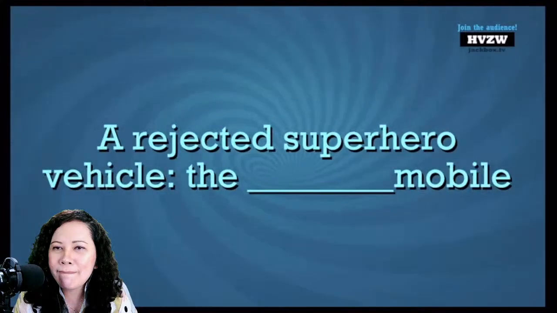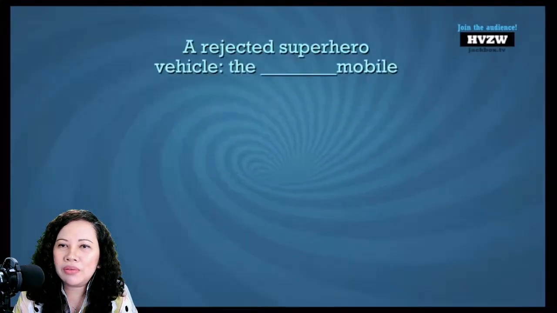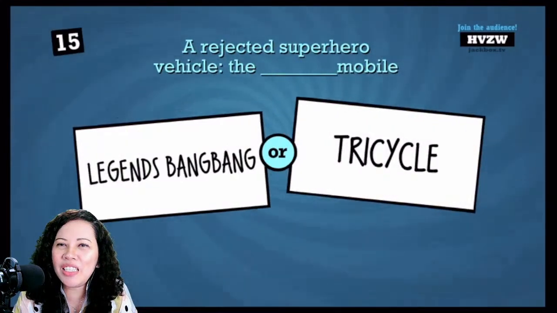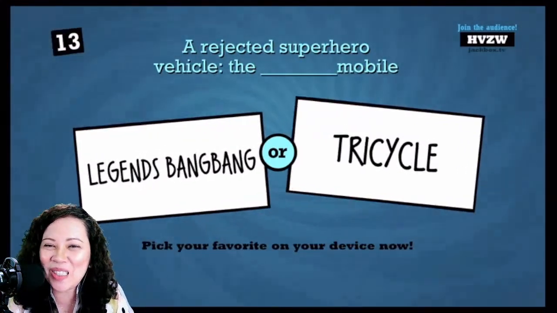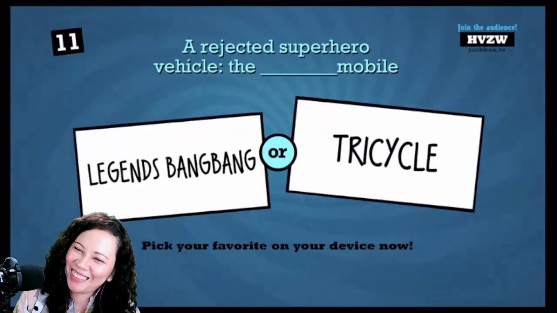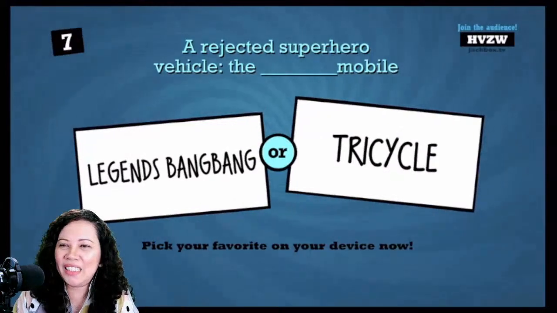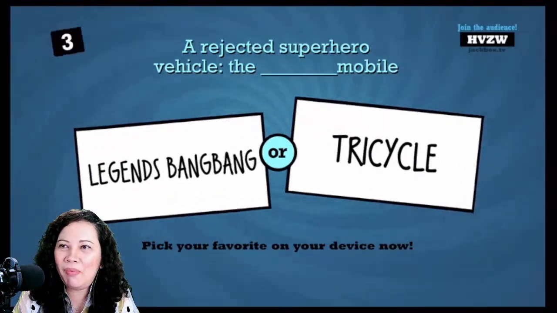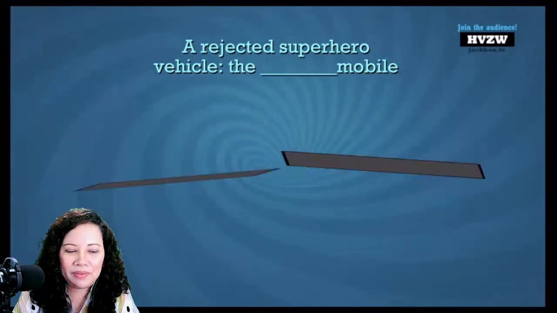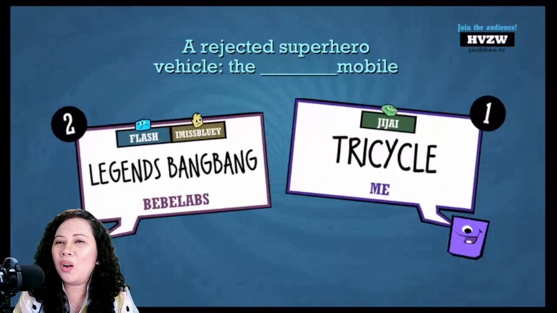Next prompt. A rejected superhero vehicle, the Blankmobile. Mobile Legends. It's bang voting time. Mobile Legends. Mobile Legends bang bang. Whoever answered it, I don't know. Oh, okay.